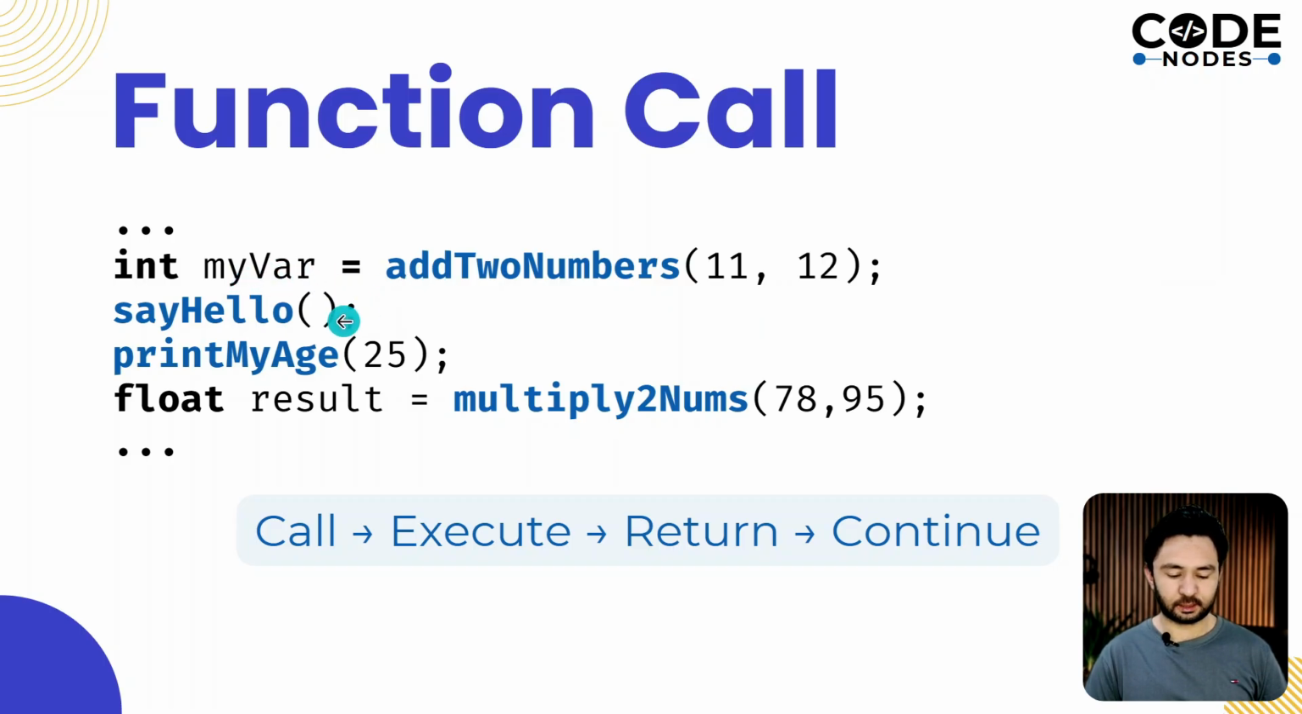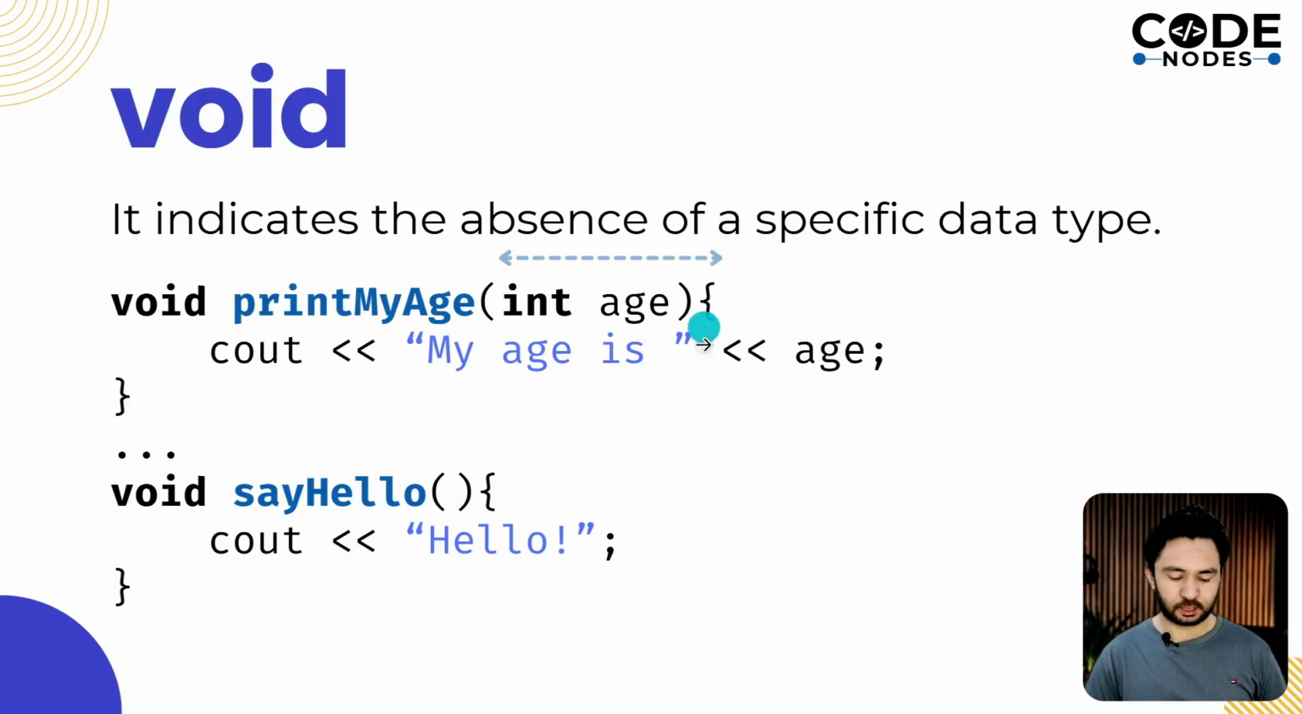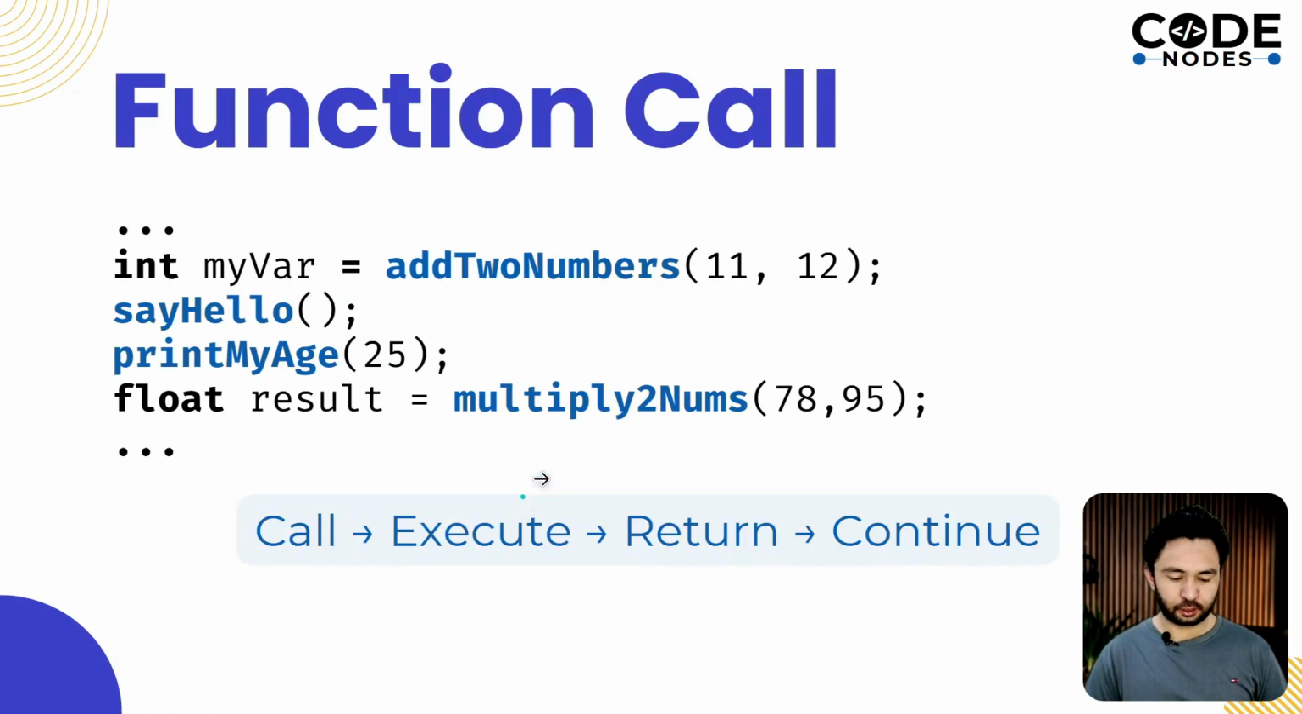And similarly, the say hello and print my age functions. The say hello function was not taking any parameter, just like you can see here, so we have not passed any argument to this function. The print my age function was taking only one parameter, age, so we are just passing one value, 25, to it. And the multiply two nums function was taking two parameters, so we have passed two values to it.